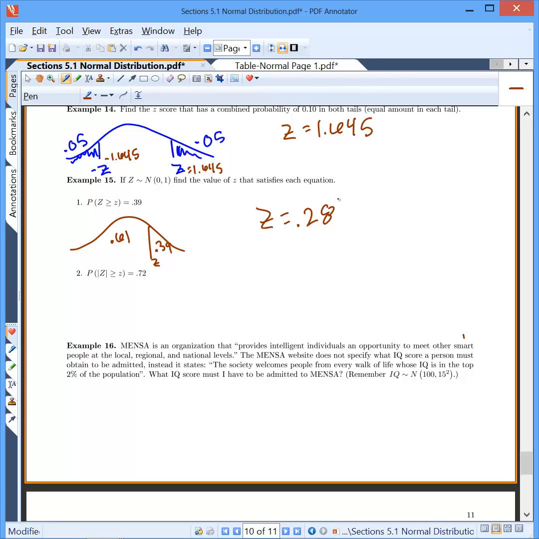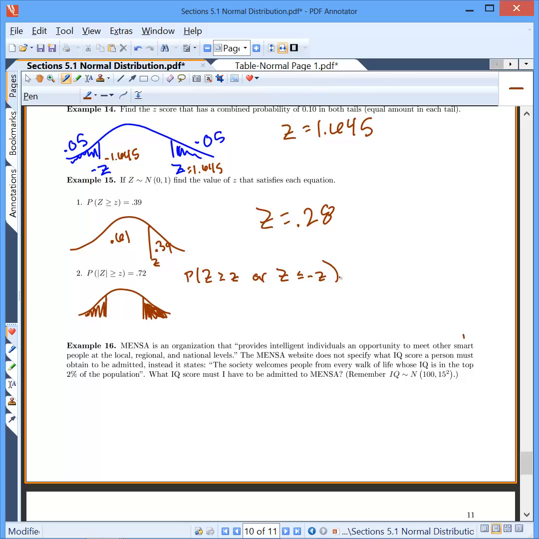For this next problem, the probability that the absolute value of z is greater than or equal to my specific value is 0.72, and I'm looking for that specific value. If it's the absolute value of z greater than or equal to, that means we're looking for the area in both tails, because we could rewrite this as the probability that z is greater than or equal to z, or z is less than or equal to negative z. So that's why it's the area in both tails.